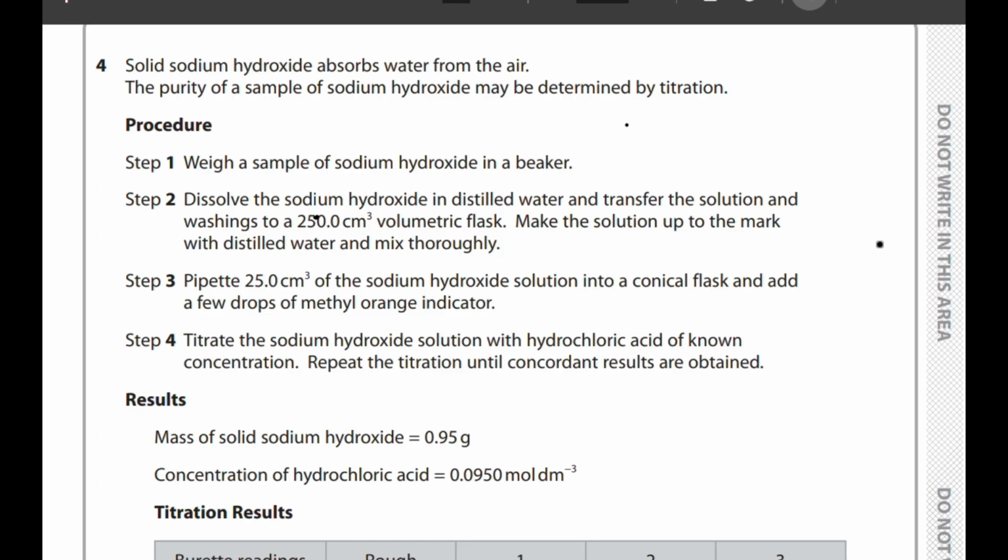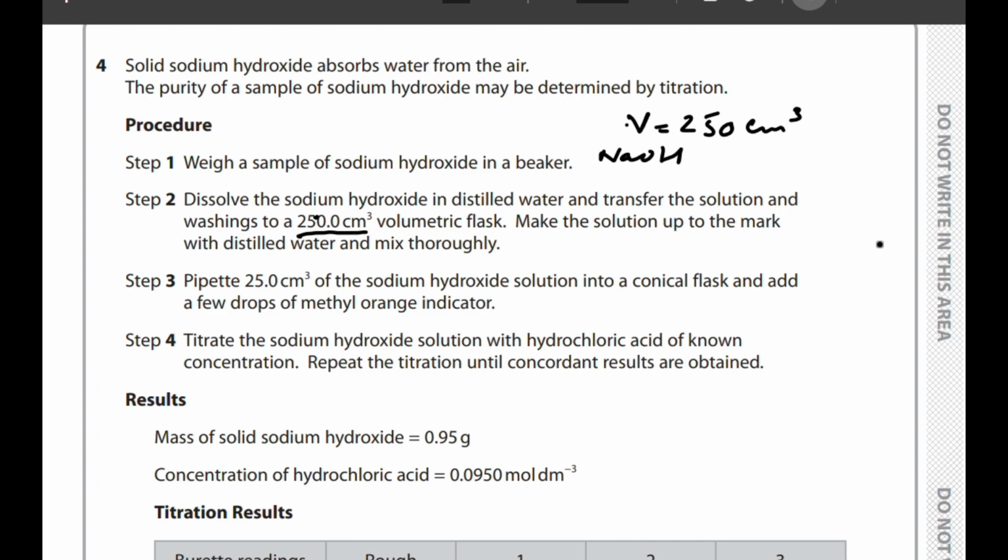So as I told you previously as well, always mark the values when you read the question. So the volume of sodium hydroxide given here is 250 centimeter cube. Now pipette 25 centimeter cube of sodium hydroxide solution. So from 250, 25 centimeter cube of sodium hydroxide solution is taken into the conical flask and add a few drops of methyl orange, which is the indicator for acid alkali titration.